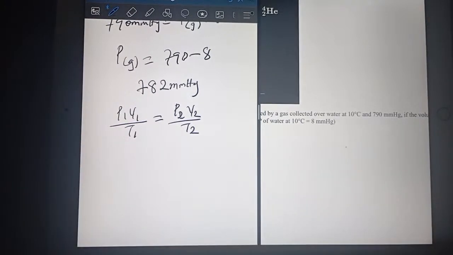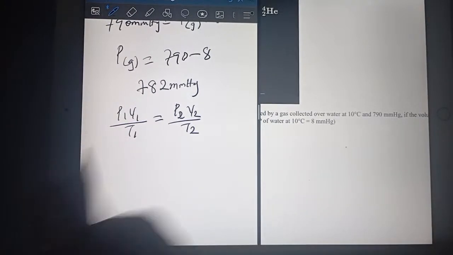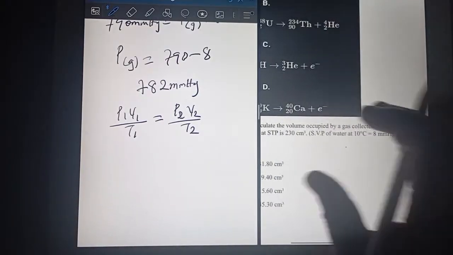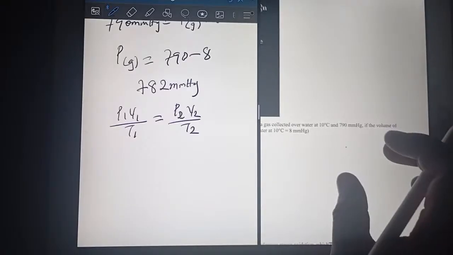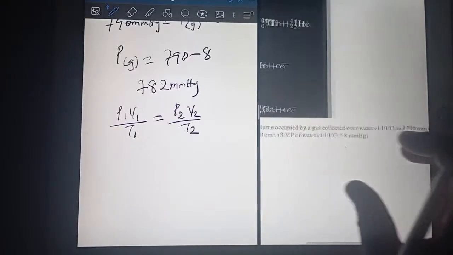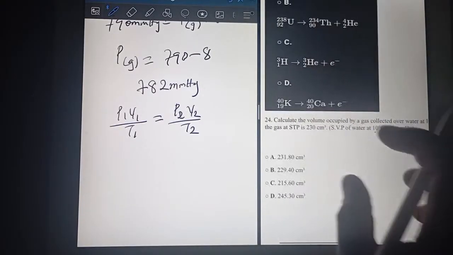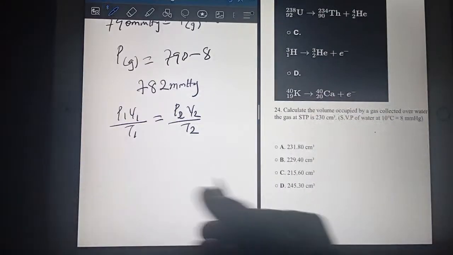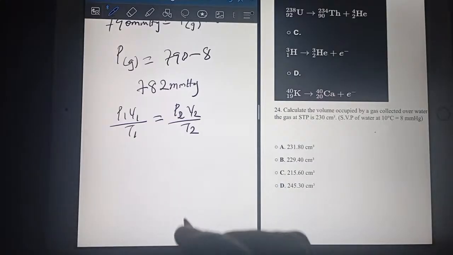P1 V1 all over T1 equal to P2 V2 all over T2. Now, what is our P1? We are looking for, they said, the question is calculate the volume occupied. So we are looking for V1 actually. We don't know the first volume.